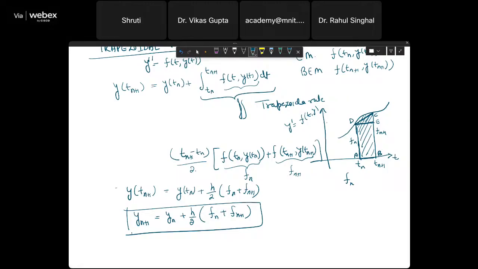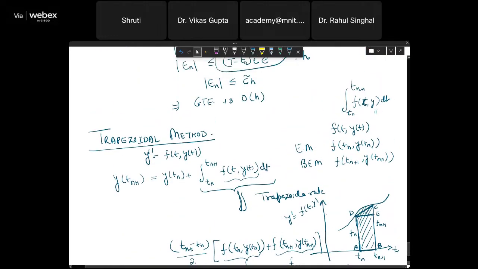So this will be the trapezoidal method, and here we can note that again, because f_{n+1} is nothing but f calculated at t_{n+1} and y_{n+1}. So this method defines y_{n+1} implicitly. So this method is an implicit method. Okay, it is of second order and it is an implicit method. So this method is second order accurate, that you can check.